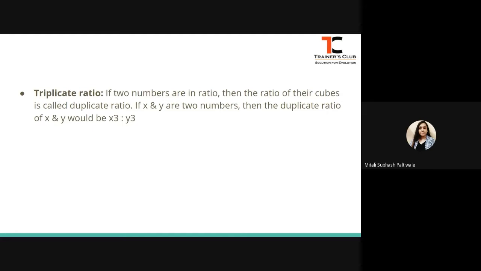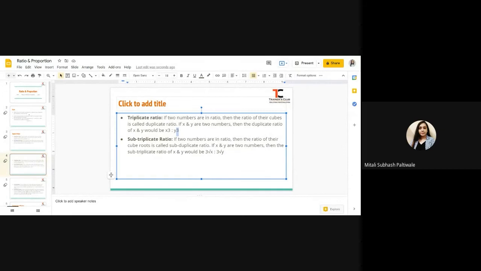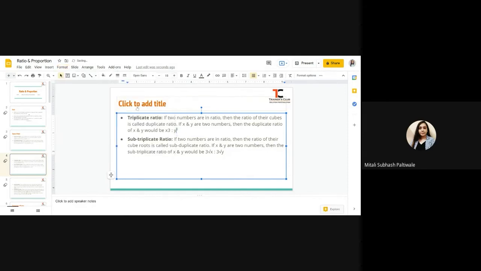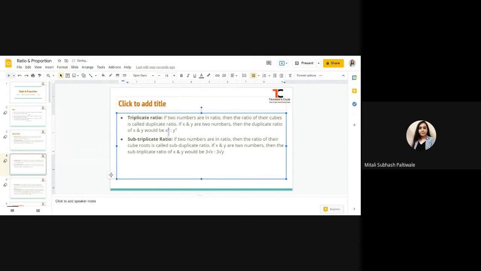Now, triplicate ratios are there. The triplicate ratio is the cube of that ratio, and the sub-triplicate ratio is the cube root of that ratio. Once you are done with cubes and cube roots, you'll get your triplicate and sub-triplicate ratios. That is why we note them down as the types of ratio.